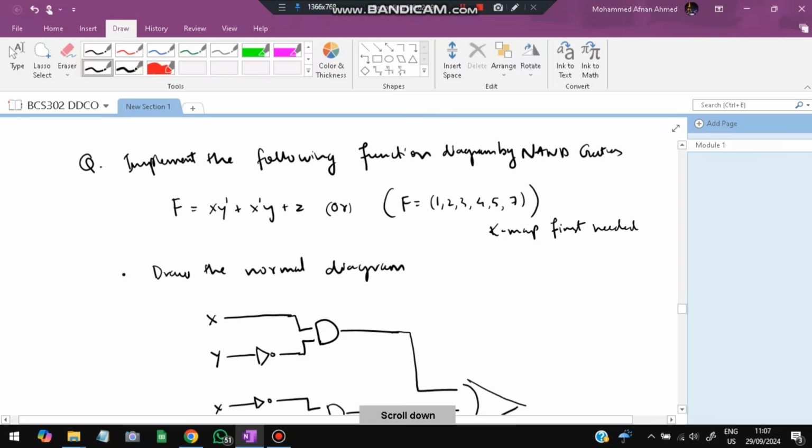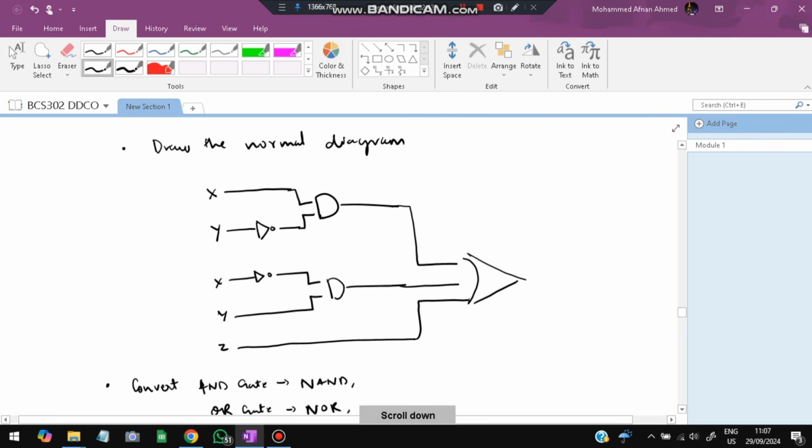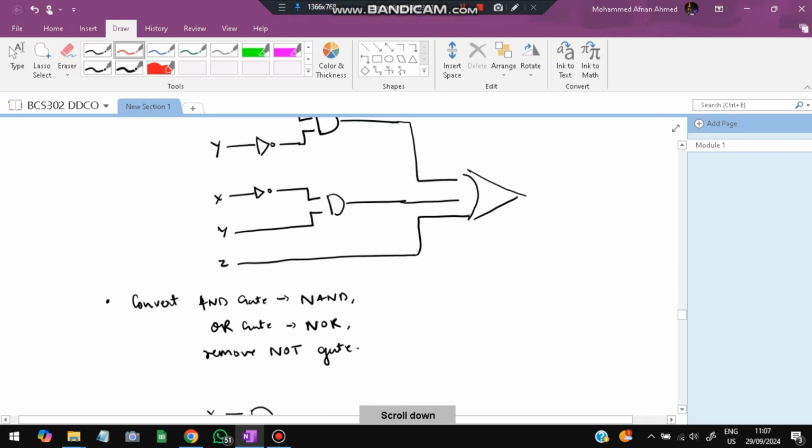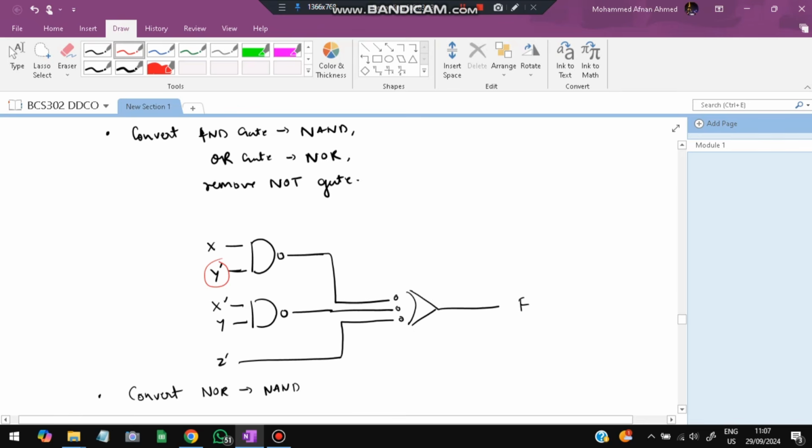Next, after doing this much, what you have to do is convert the AND gate into the NAND gate, and convert the OR gate into the NOR gate. How do you do that? Also you have to remove the NOT gates. In the final equation we don't have NOT gates, so directly you can take this as y bar and this as x bar, as it's shown here. Then convert the AND gate into the NAND gate, and then convert the OR gate into the NOR gate.